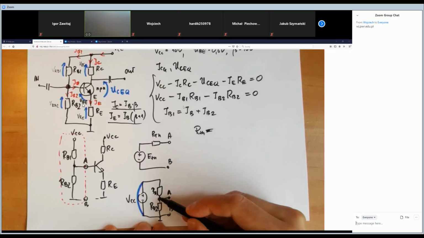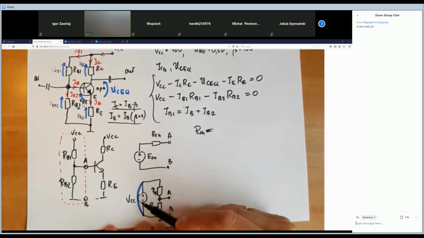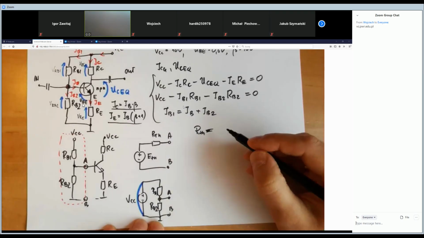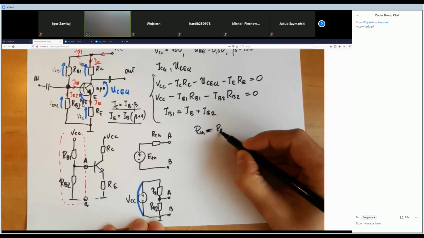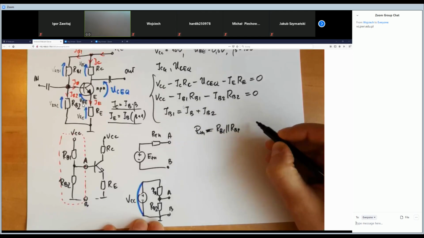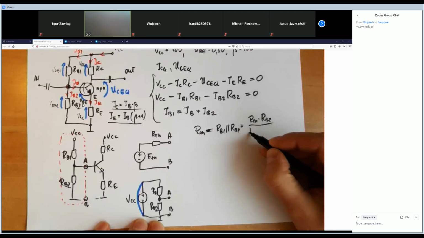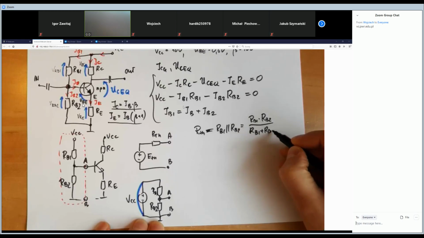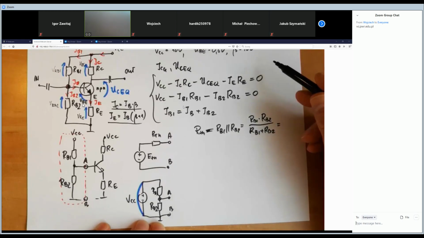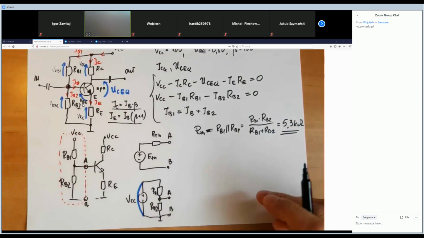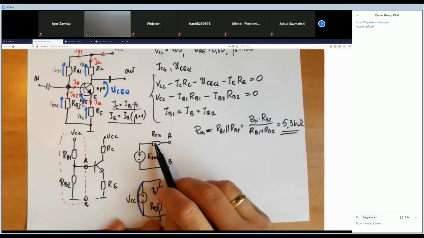So how are these two resistances connected when the VCC is a short circuit? In parallel, of course. So the RTH will be the parallel connection of RB1 with RB2, that is RB1 times RB2 over the sum RB1 plus RB2. If you substitute the values here, we get 5.3 kilo ohms. Great. Next, we've got the RTH, we have to find the ETH.